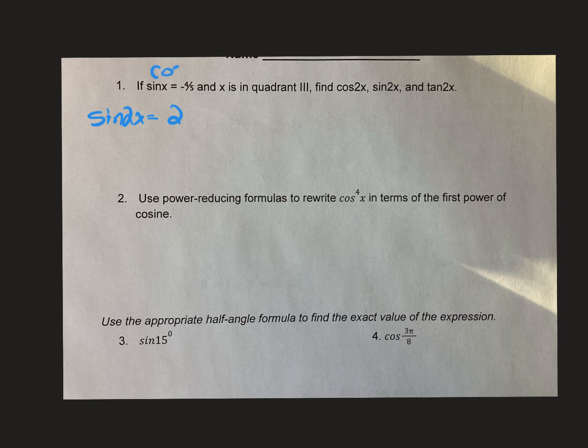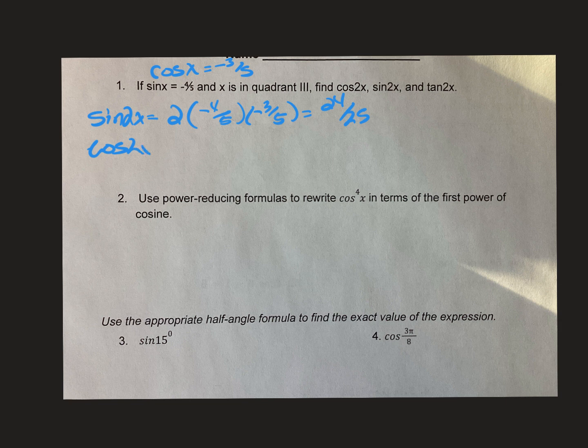Before I even start, I need to know what cosine x is. Remember, this is a 3, 4, 5 triangle because it says sine is 4/5. We're in quadrant 3, so cosine and sine are both negative, so it's negative 3/5. So I'm going to do 2 times sine times cosine. I'm just going to multiply that out. I'm going to get 24 over 25.